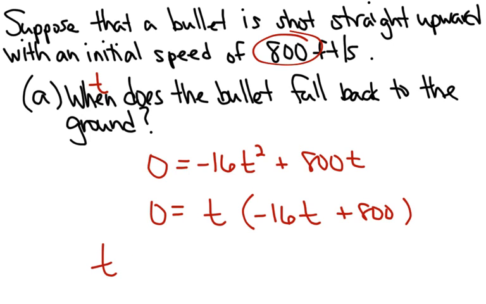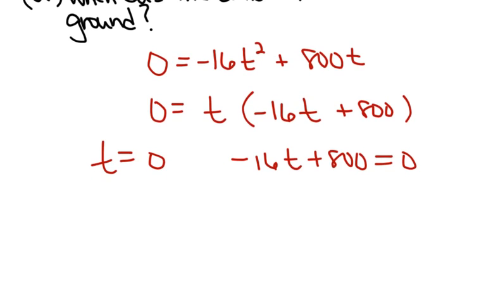And then I like to use the zero product property. So the zero product property says that when time is 0, the height is 0. Well, that's great. That means I didn't shoot the bullet. The other equation is negative 16t plus 800 equals 0. And I would solve that for t, and that would tell me when it's going to hit the ground again.